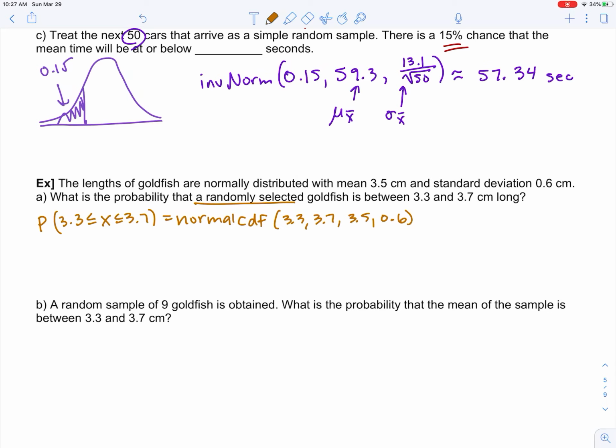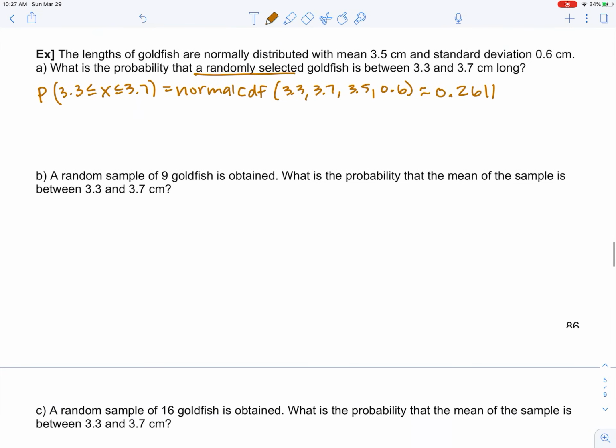Let's put it in the calculator. Second var is number 2, normal CDF, 3.3, comma, 3.7, comma, 3.5, comma, 0.6. Okay, so I'm getting a probability of about 0.2611. Part B. A random sample of 9 goldfish is obtained.